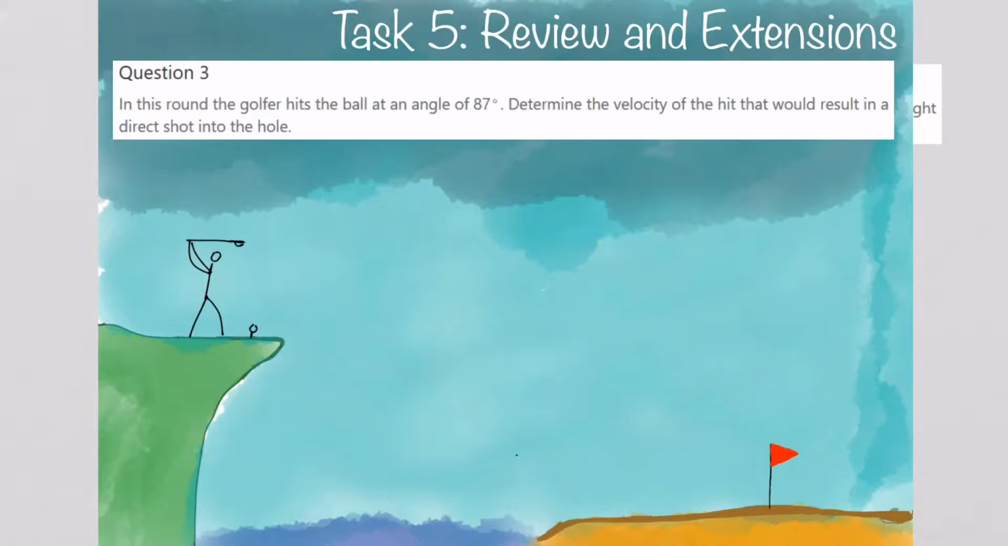Task 5, Question 3. In this round, the golfer hits the ball at an angle of 87 degrees. Determine the velocity of the hit that would result in a direct shot into the hole.